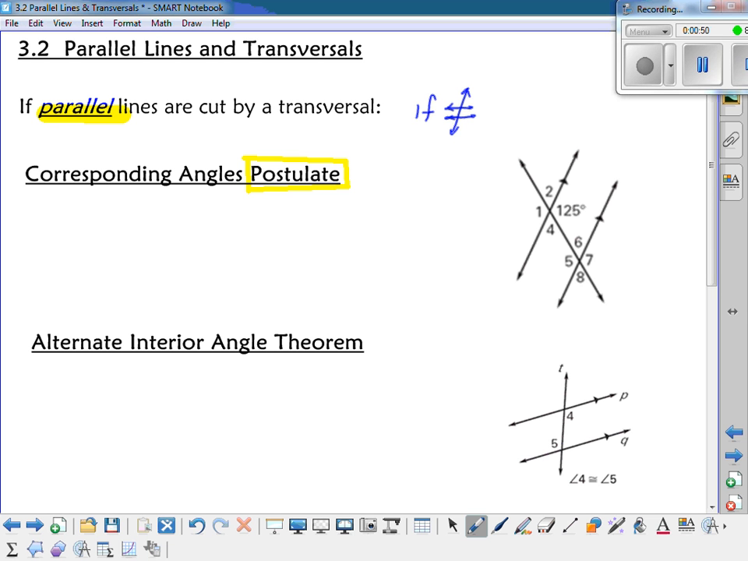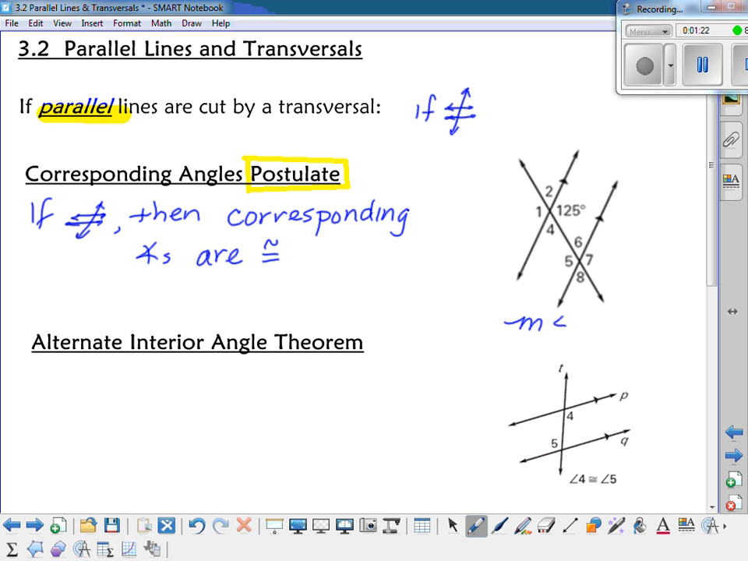So the corresponding angles postulate says that if parallel lines are cut by a transversal, then corresponding angles are congruent. So in my figure here, if I wanted to find the measure of angle 7, the corresponding angle with it is 125. So I know the measure of angle 7 would have to equal 125 degrees.